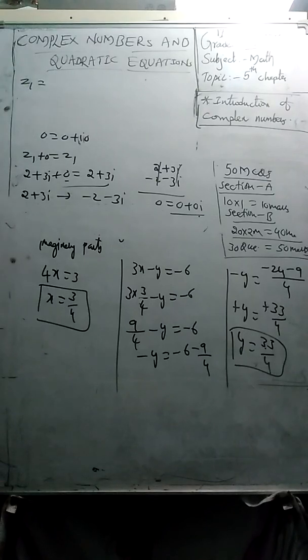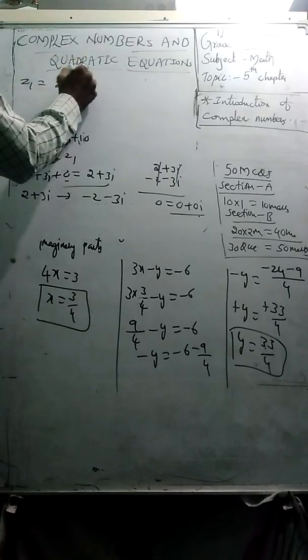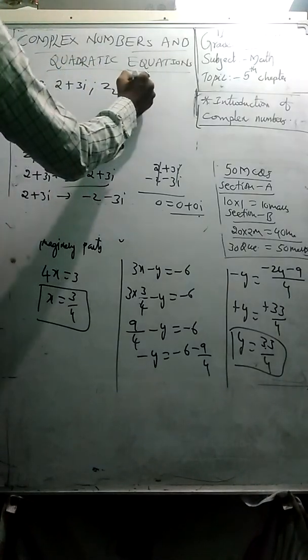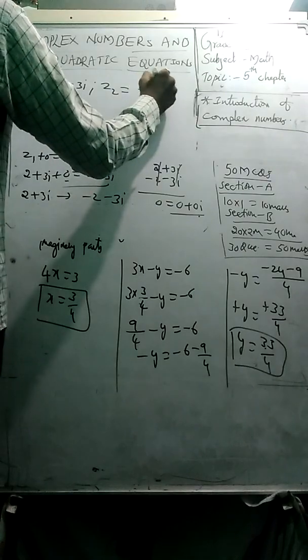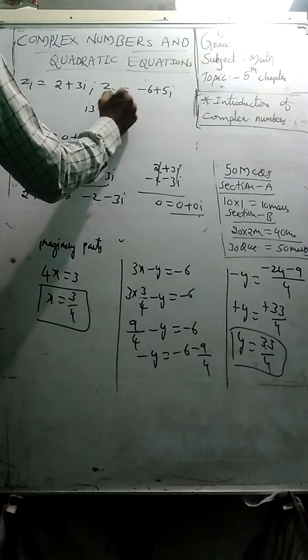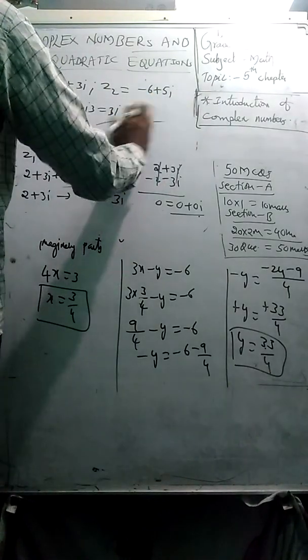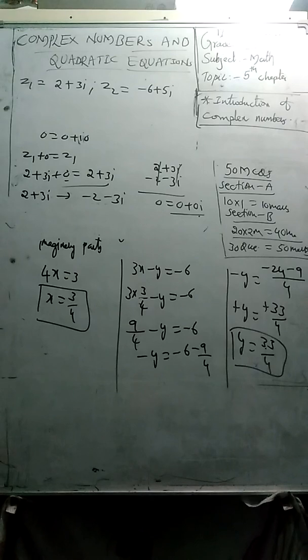Let us take two complex numbers: z1 is 2 plus 3i and z2 is equal to minus 6 plus 5i. Students, i3 is nothing but 3i. Don't get confused. 5i is nothing but i5. If you change the order, nothing to worry about. Both represent the same.